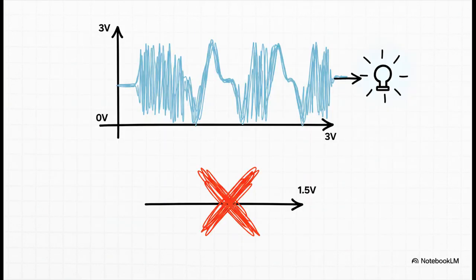So let's be crystal clear. The LED is always getting the same voltage when it's on. It's never getting half voltage. It's getting full voltage just for a shorter amount of time. And this is way, way more efficient than older analog methods that would just burn off extra energy as wasted heat.